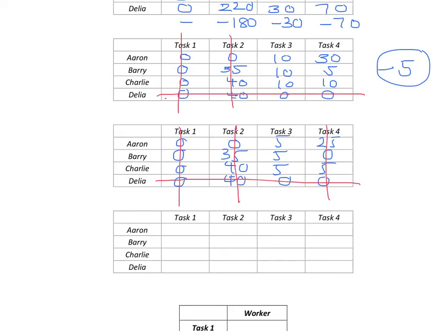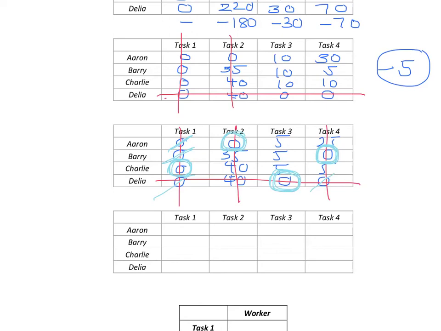So if we look at where our zeros are, obviously task 3, the only person that's allocated to that would be Delia. And if Delia is doing task 3, that means she can't do task 4 or 1, which means Barry is the only person left that could do task 4. If he's doing that, he can't do task 1. The only task left for Charlie is task 1, and the only person who can do task 2 is Aaron. So we get our 4 allocations there.